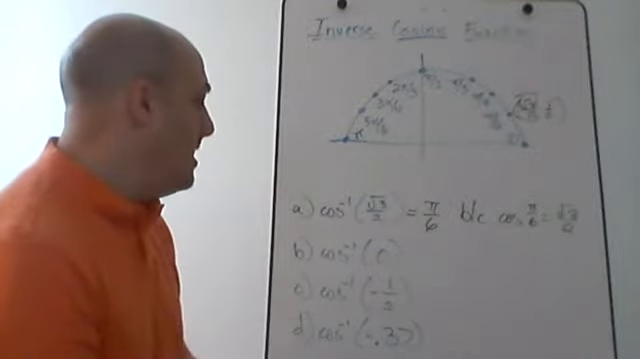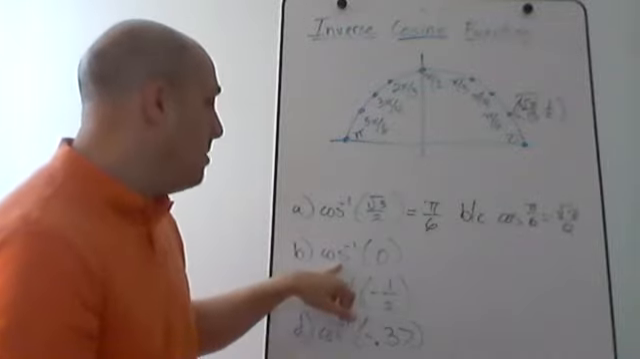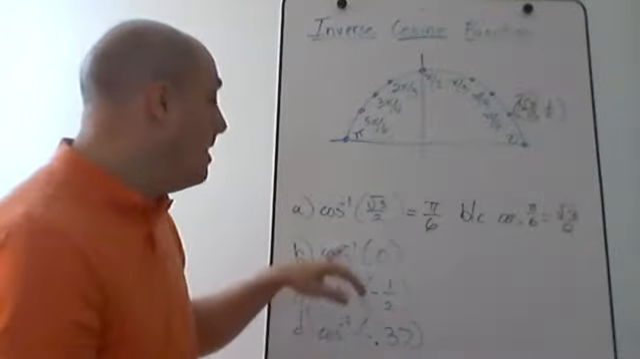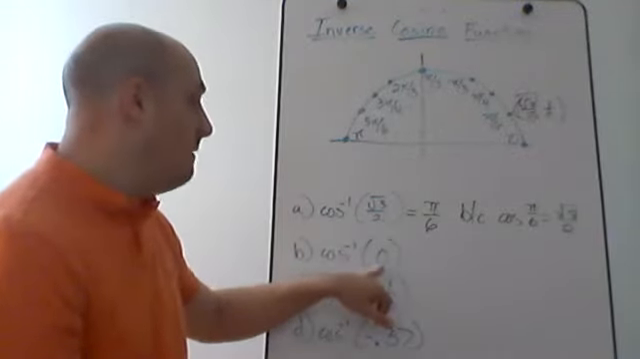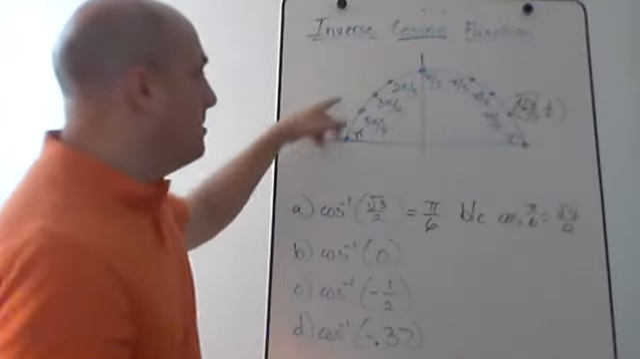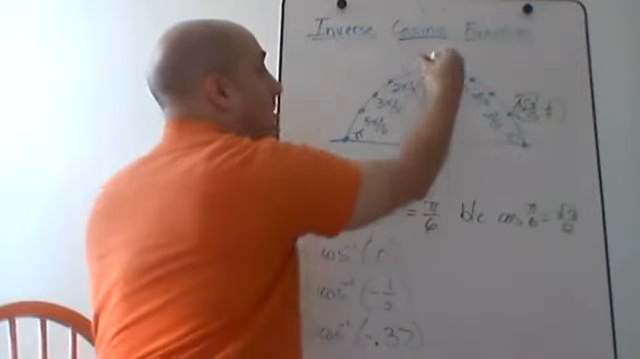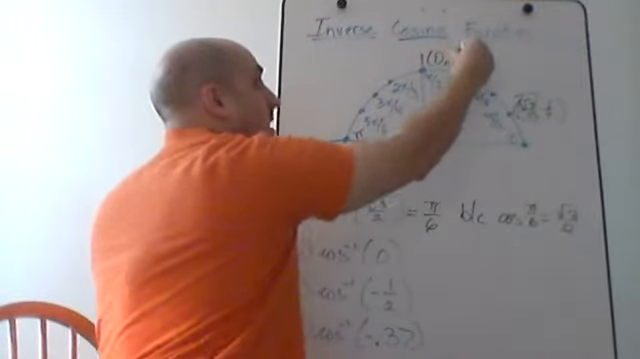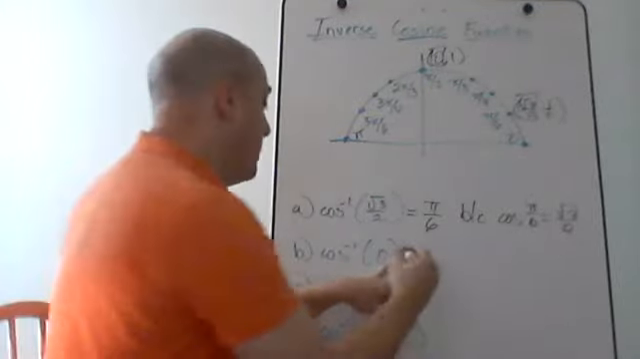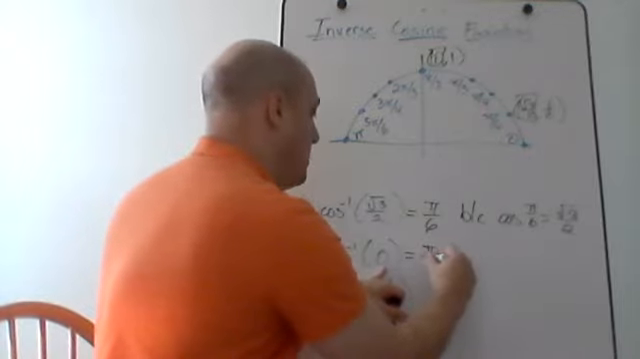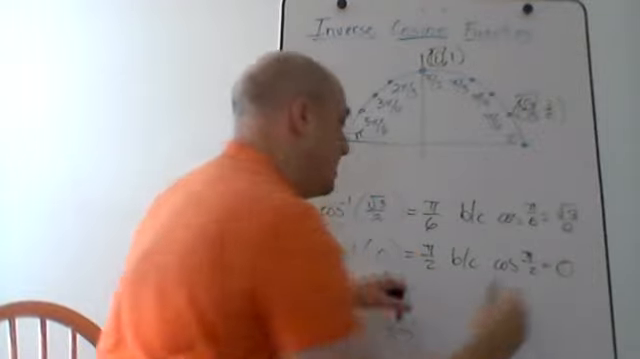All right, cosine inverse of 0. Once again, cosine inverse, I'm looking at the top half of the unit circle. Cosine tells me I'm looking for the x-coordinate, and I want an x-coordinate of 0. So where on the top half of the unit circle is the x-coordinate going to be 0? Well, it's going to be up here on the y-axis at pi over 2. Pi over 2 has the coordinates 0, 1, and that's where my x is equal to 0. That's what I'm looking for here. So cosine inverse of 0 is pi over 2, because cosine of pi over 2 equals 0.